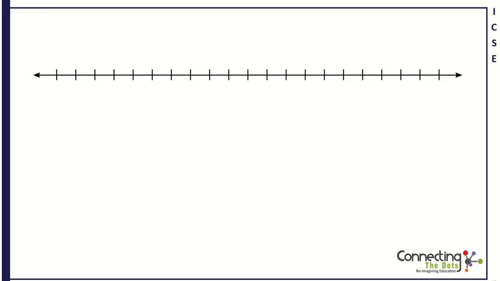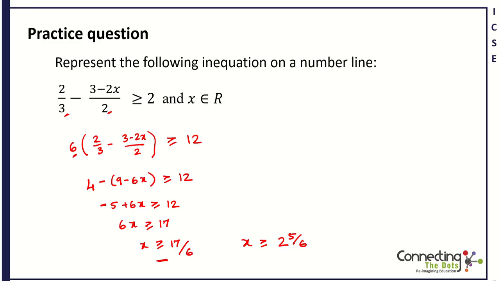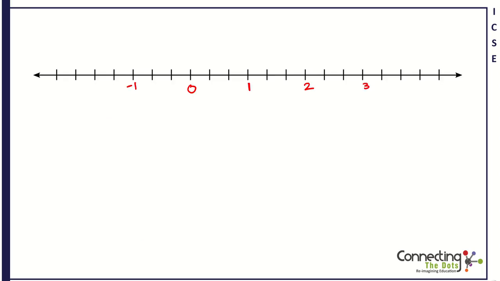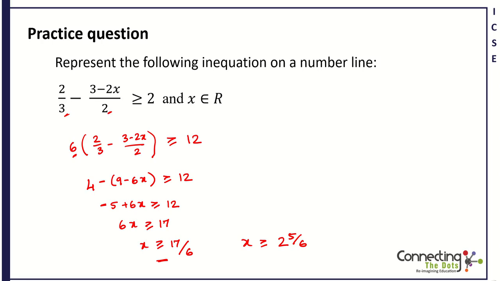So this can be represented as follows. So if I have a 0 here, remember I can choose my own scale. This is my number line. So 2 and 5 by 6 may be a number somewhere here. All numbers greater than that number, greater than or equal to that number, will be valid, or will be the solution set of this inequation. Remember, we have applied all the rules we discussed earlier to simplify this.